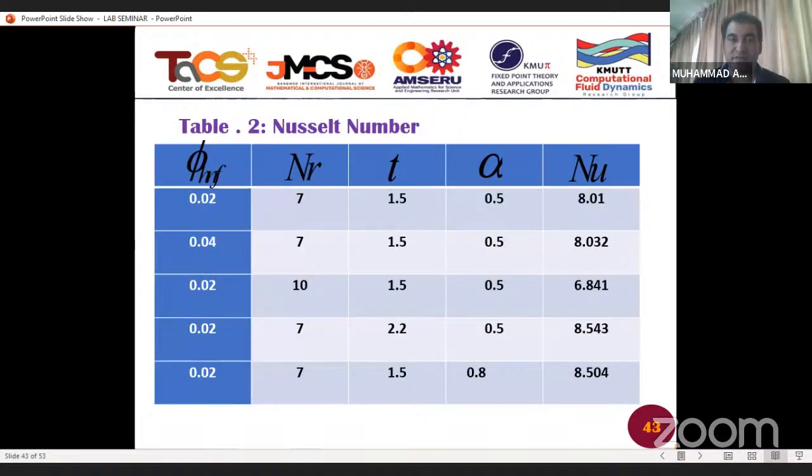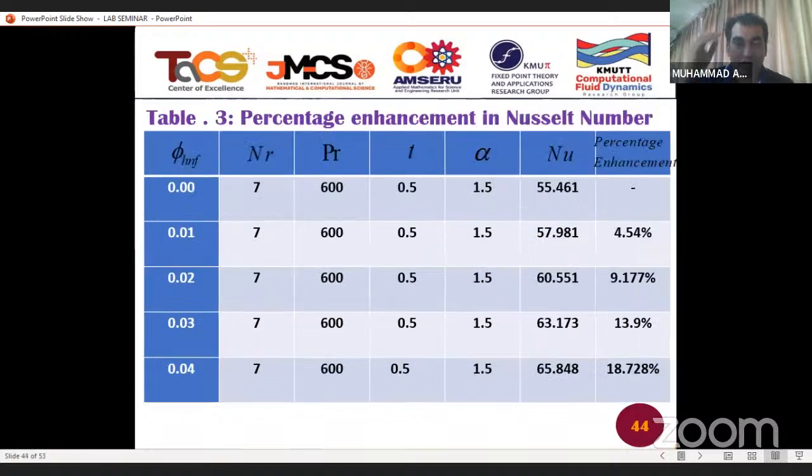This is the table for Nusselt number. The Nusselt number can be affected by varying different parameters. In this case, increasing the volume fraction, the Nusselt number increases, and with increasing radiation, the Nusselt number decreases. Similarly, with time increase. All these values are highlighted for the Nusselt number. The question is why we need to find the Nusselt number. This is our main target: the Nusselt number can help us to get some results related to heat transfer rate.